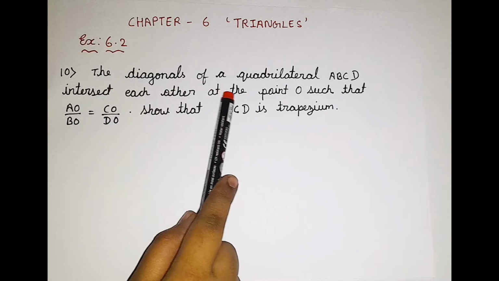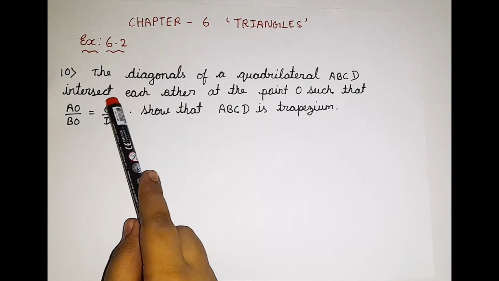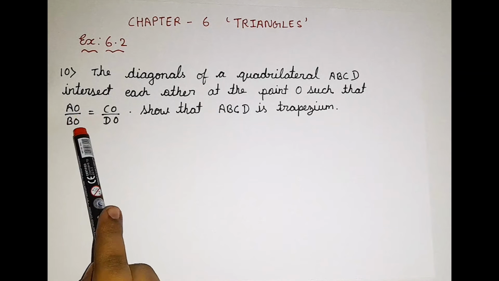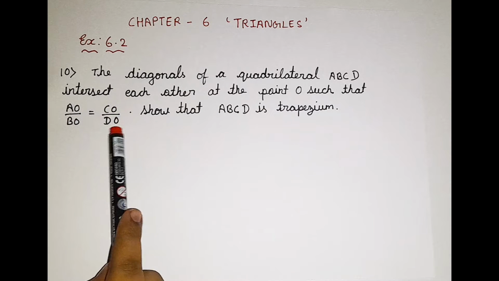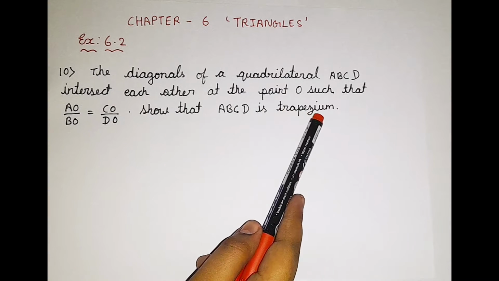The diagonals of a quadrilateral ABCD intersect each other at the point O such that AO by BO is equal to CO by DO. Show that ABCD is a trapezium.